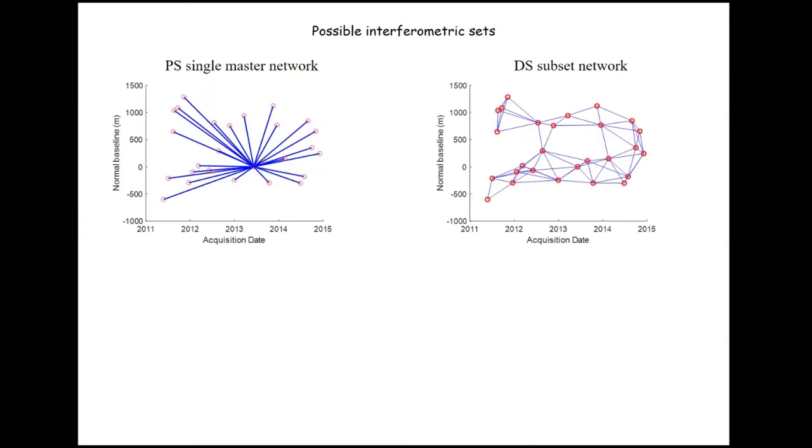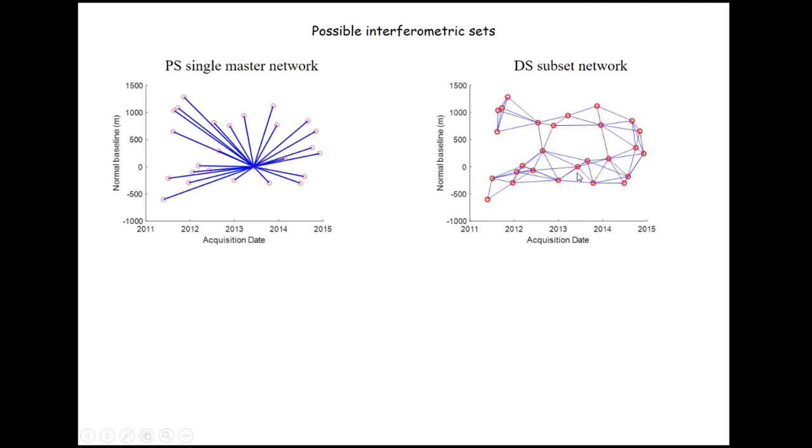Okay, so we're talking about the technique. Whenever we're talking about the technique, we're talking just about the network, how we combine everything together. If we're talking about the PS technique, usually we focus on one master, one super master, and do everything in the program with this one. So this is the super master, the platform one. Every secondary image does correlation and forms an interferogram. So that is the typical network in the PS, sorry.